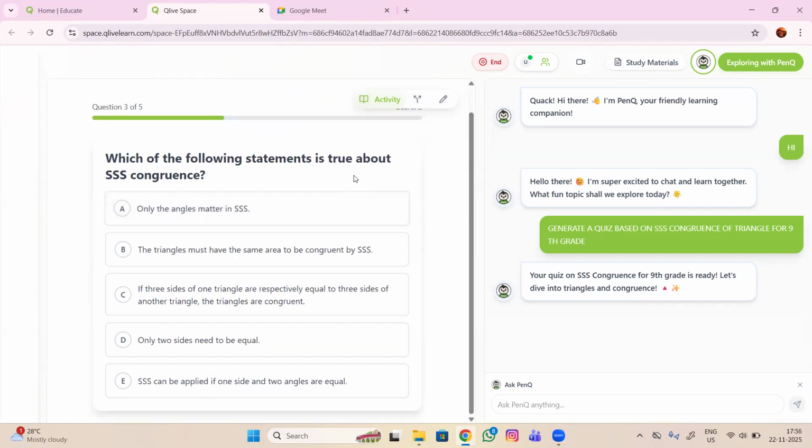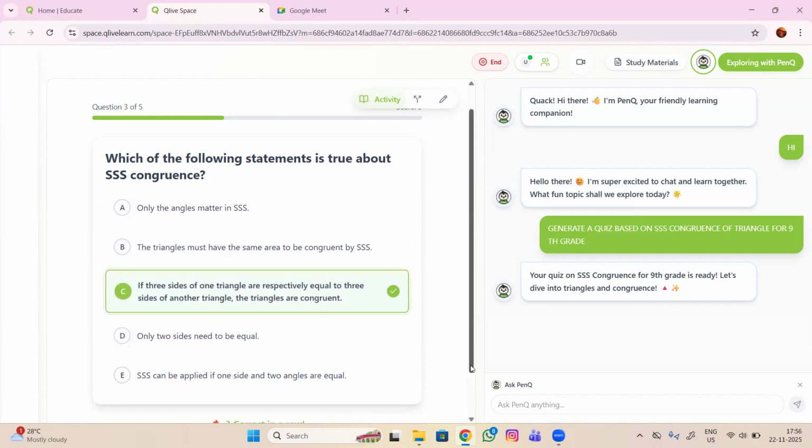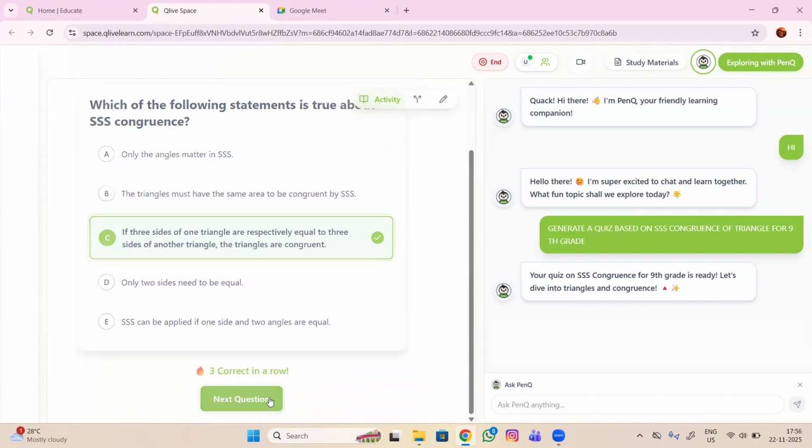Which of the following statements is true about SSS congruence? Only the angle matters. Is it right? No, this is about sides. The triangles must have the same area. Is it right? No, it's wrong. Three sides of the triangle are respectively equal to three sides of another triangle, so they are congruent. Is it right? Yes, very good. Well done.